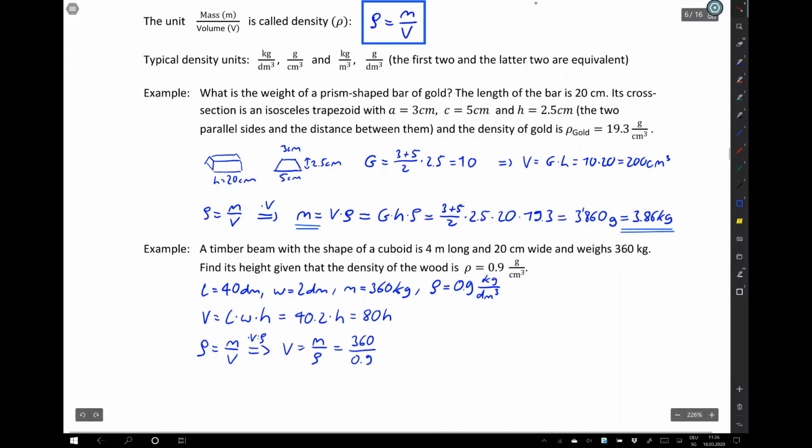Solving the formula for the density for V, we find V is m divided by rho, and so 360 divided by 0.9. Now we can set the two equal and divide by 80, and we get the final result 5 decimeters.